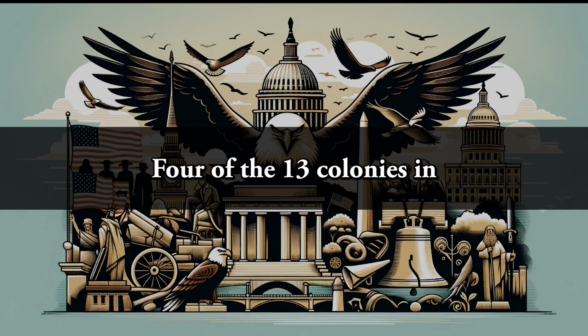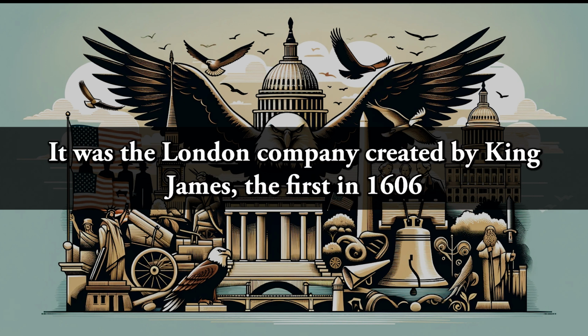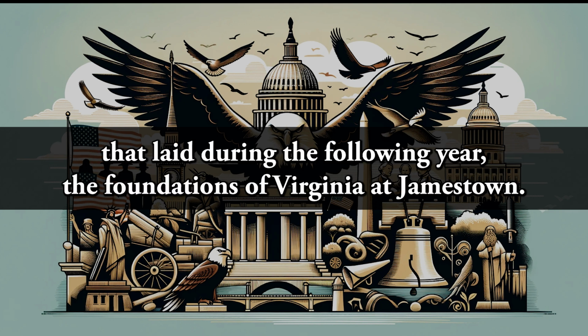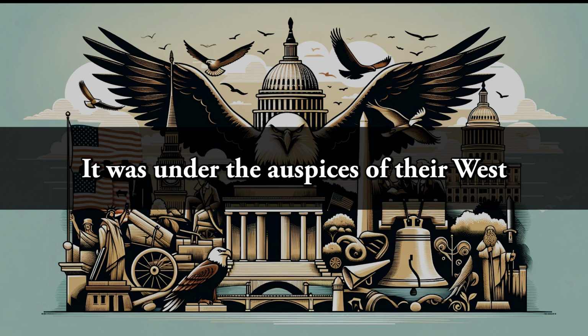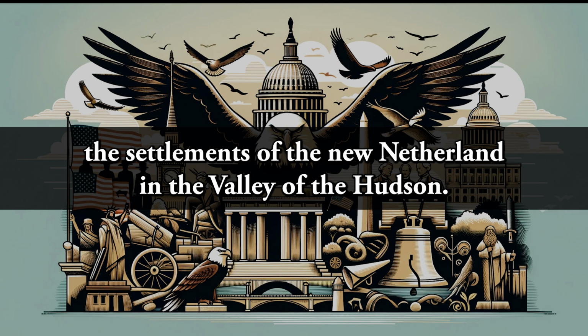Four of the 13 colonies in America owed their origins to the trading corporation. It was the London Company, created by King James I in 1606, that laid, during the following year, the foundations of Virginia at Jamestown. It was under the auspices of their West India Company, chartered in 1621, that the Dutch planted the settlements of the New Netherland in the valley of the Hudson.